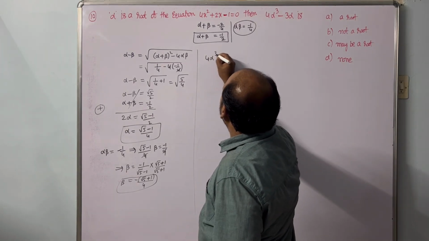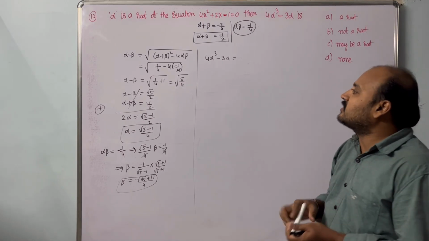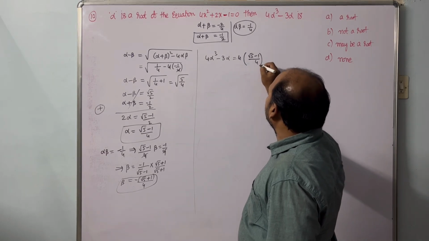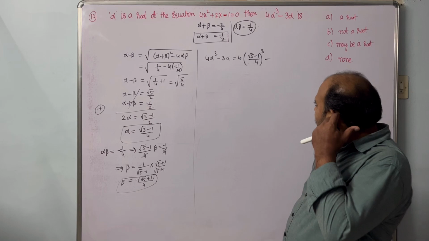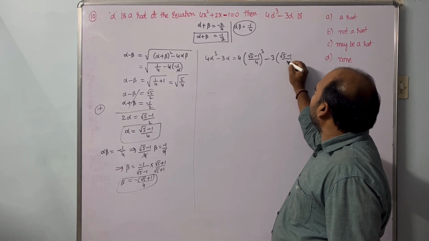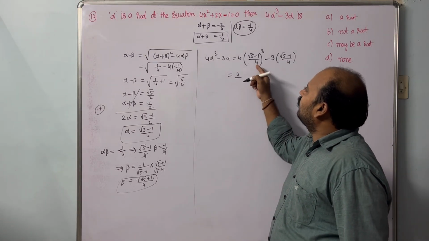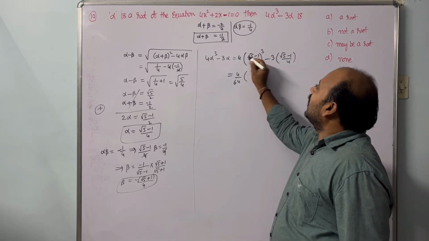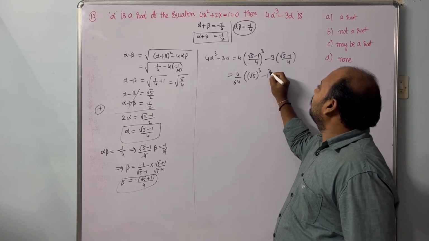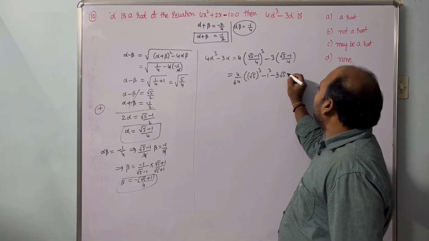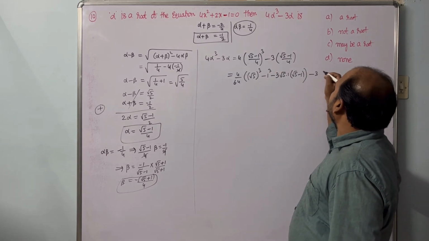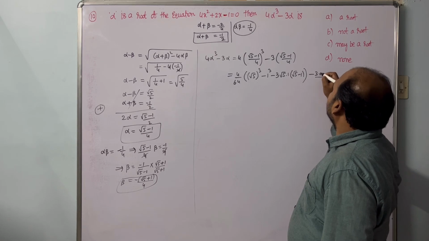So 4 alpha cube minus 3 alpha equals, substituting this value in place of alpha, 4 into root 5 minus 1 divided by 4 whole cube, minus 3 into alpha, meaning root 5 minus 1 by 4. So 4 by 4 power 3 means 64. Using the a minus b whole cube formula: a cube minus b cube minus 3 ab into a minus b, root 5 into 1. Minus 3 into, here the denominator is 4, 3 root 5.